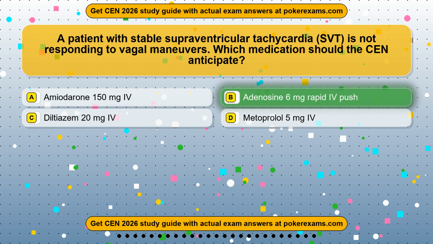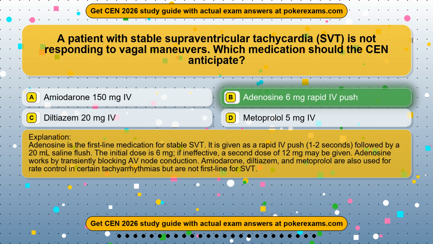The correct answer is option B. Adenosine 6 mg rapid IV push. Adenosine is the first-line medication for stable SVT. It is given as a rapid IV push, 1 to 2 seconds, followed by a 20 ml saline flush. The initial dose is 6 mg. If ineffective, a second dose of 12 mg may be given. Adenosine works by transiently blocking AV node conduction. Amiodarone, diltiazem, and metoprolol are also used for rate control in certain tachyarrhythmias but are not first line for SVT.